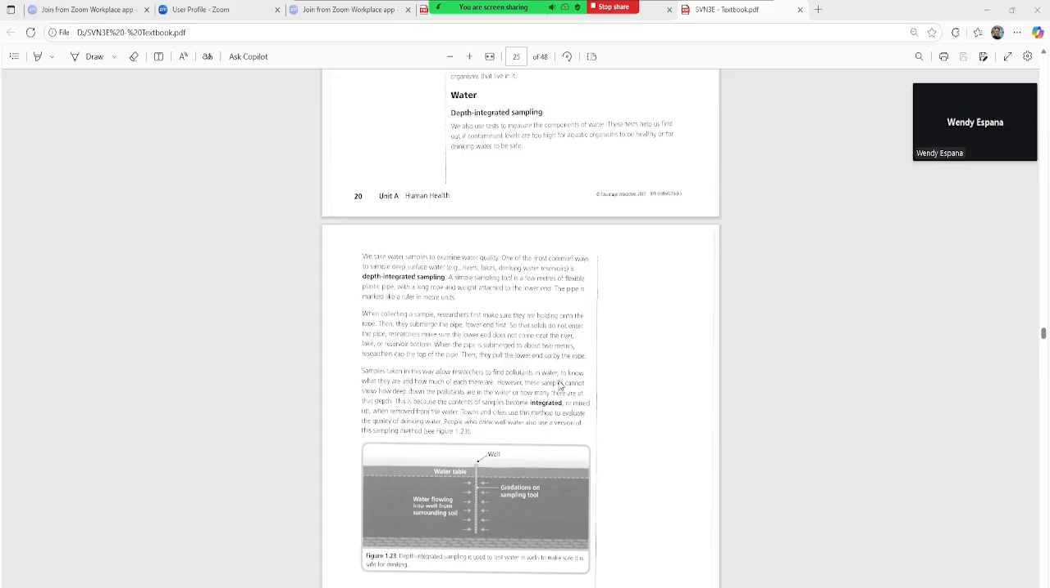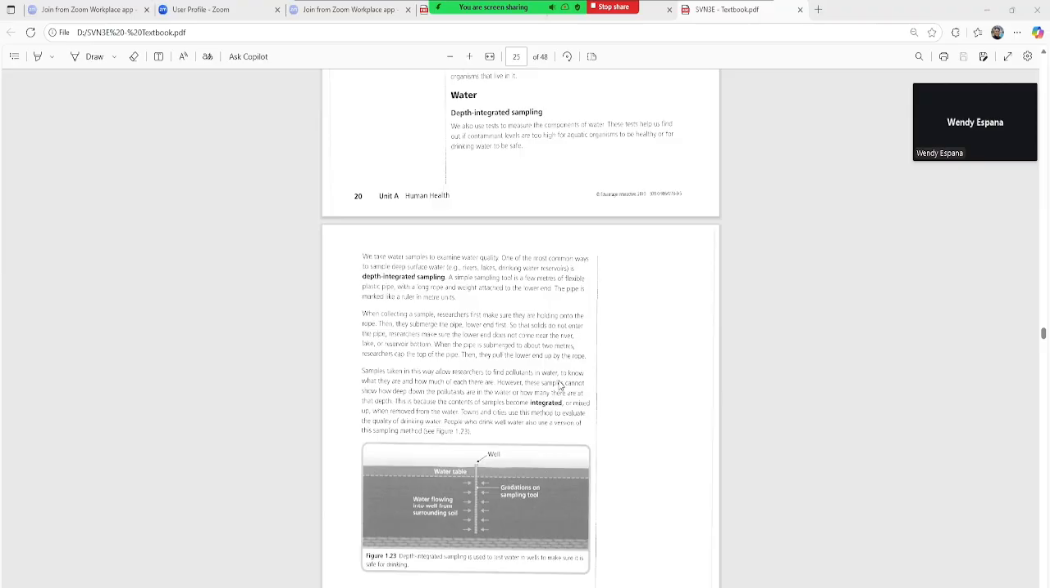And that way we have a sample of water right from top to bottom of the water. And then we take that and we give it to a lab, or maybe we have our own lab, and they do the tests that we'll talk about in a little bit on the water.